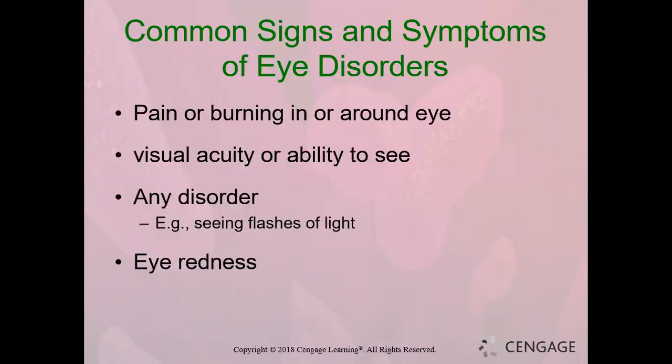So different common signs and symptoms of eye disorders might include pain or burning in or around the eye, a change in visual acuity, or an impact on your ability to see either close up or far away, or blurry vision. Any disorder like seeing flashes of light. A lot of times I'll hear people say that they see floaters in their eyesight, or eye redness. All of those things are not normal.